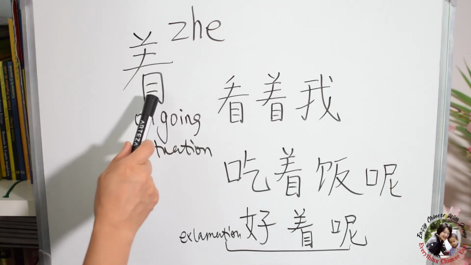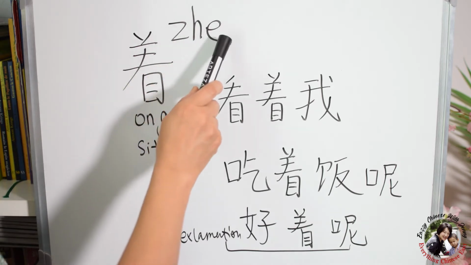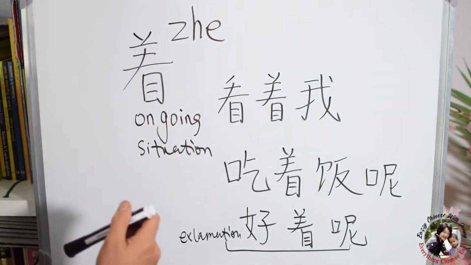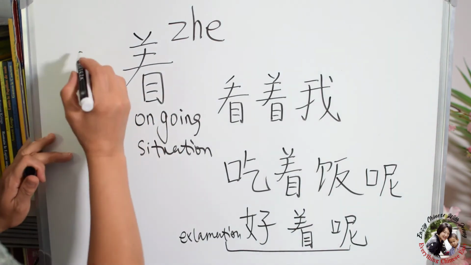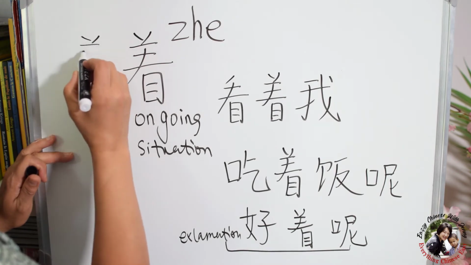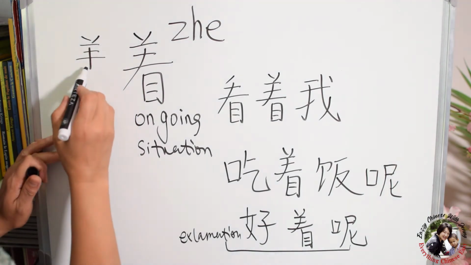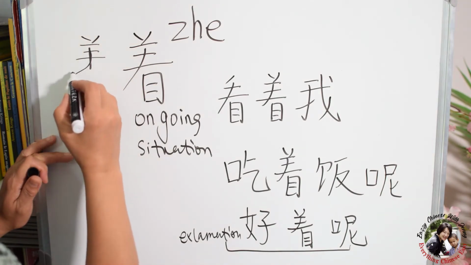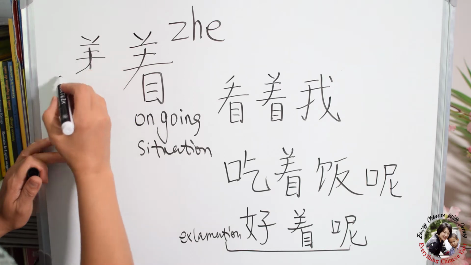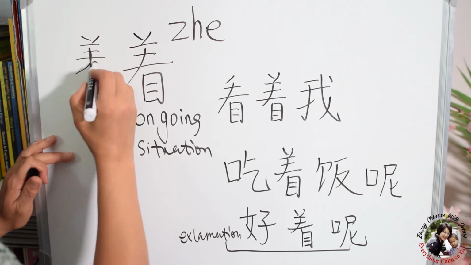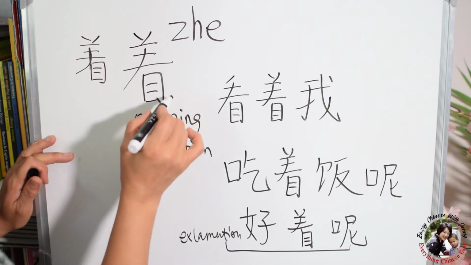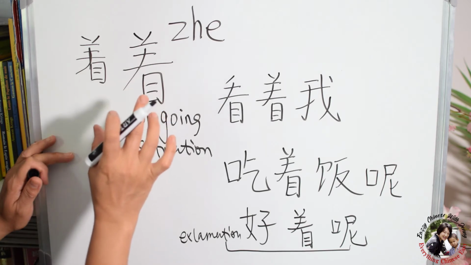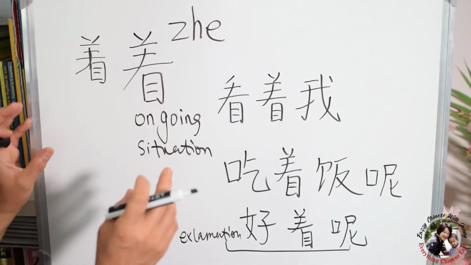This character, the pronunciation is also a light tone. 着. The top, remember, is the goat or the sheep. But when it's a particle, this stroke from a shu turns to pie, and the lower part is the eye. So together it is a structural word describing an ongoing situation.